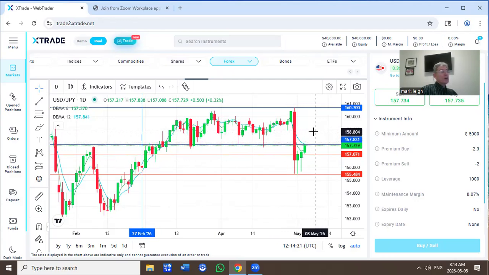If we get a continuation of US dollar weakness and yen strength, sellers will look to bounce down off this 157.80 support resistance area, looking back down at the 157 support area.